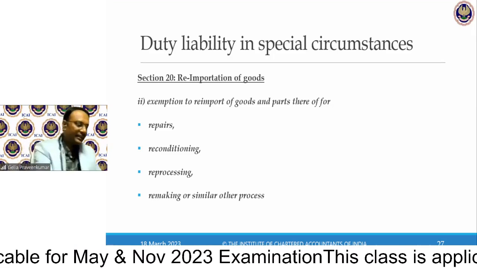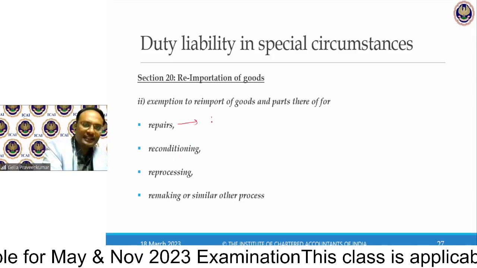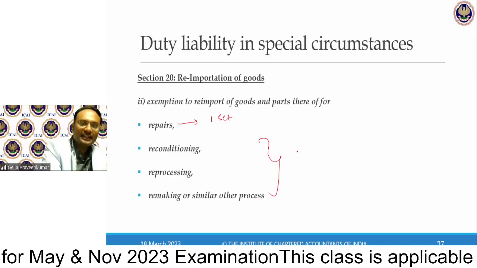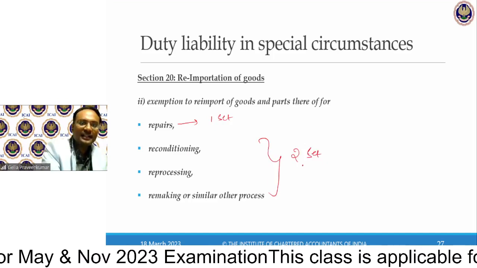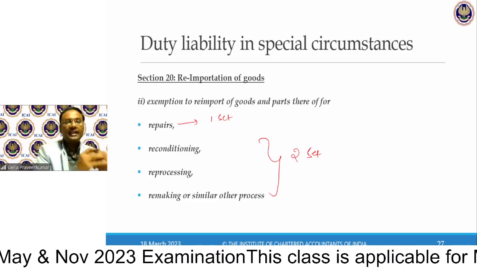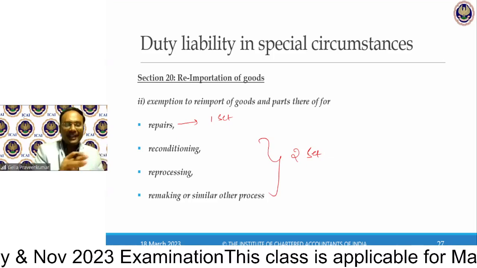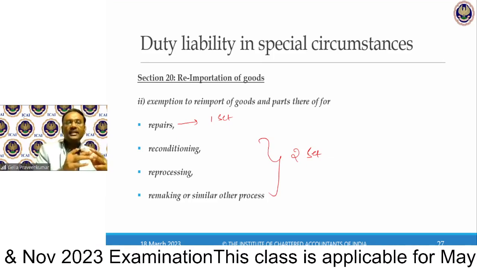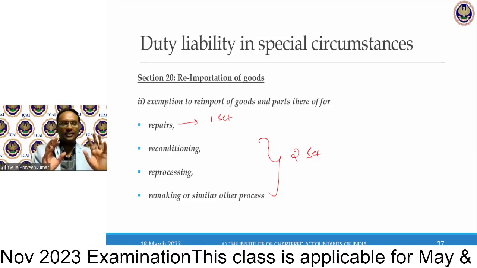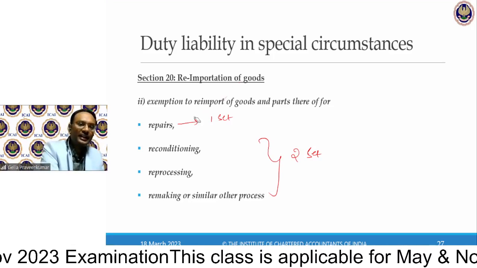Now, students, please observe this language carefully. Repair is one set, one process. Reconditioning, reprocessing is altogether another set, I can call this a second set. Why? In repair, I just address the malfunction. In reconditioning, I completely revamp. Reprocessing, again revamping. Remaking, again, is a whole new process. So when I do reconditioning, reprocessing, remaking, the identity of the goods may change. That could be an exposure when I talk about reprocessing or reconditioning, right?